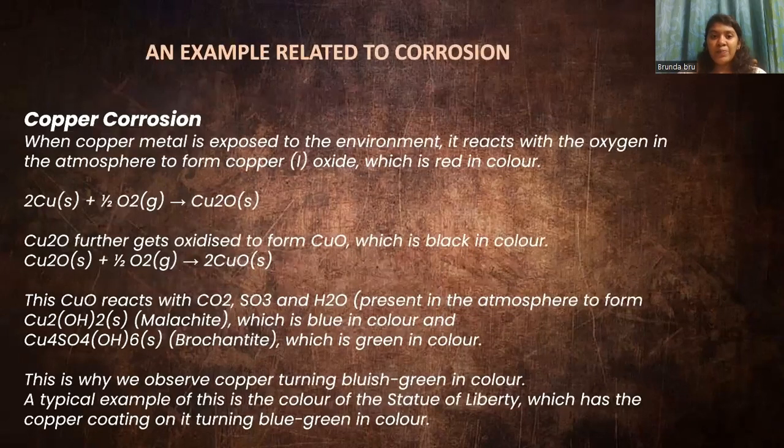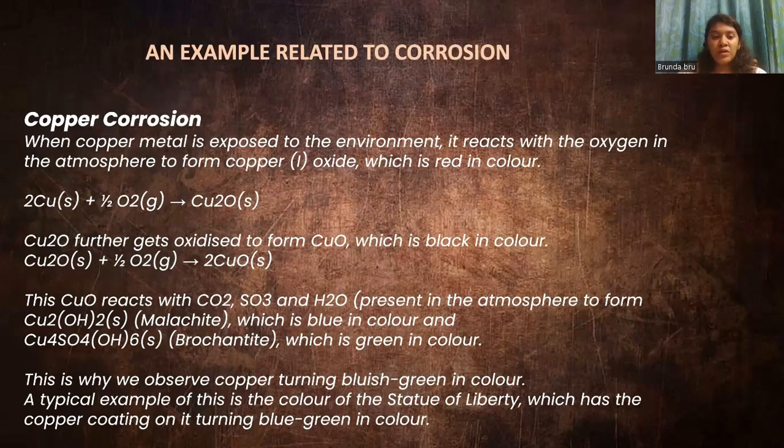Let us see an example related to corrosion, copper corrosion. When copper metal is exposed to the environment, it reacts with the oxygen in the atmosphere to form copper oxide, which is red in color. 2Cu plus half O2 gives Cu2O. Cu2O further gets oxidized to form CuO, which is black in color. Cu2O plus half O2 gives 2CuO.